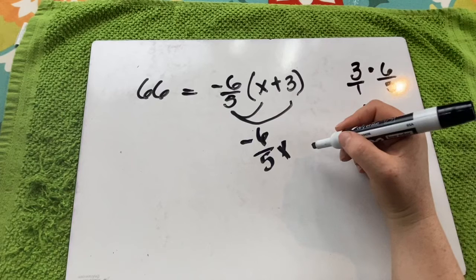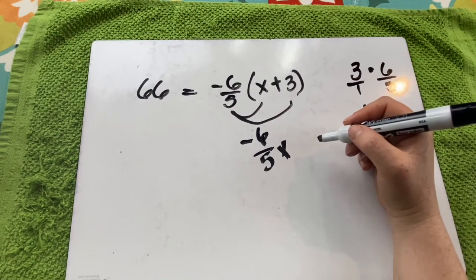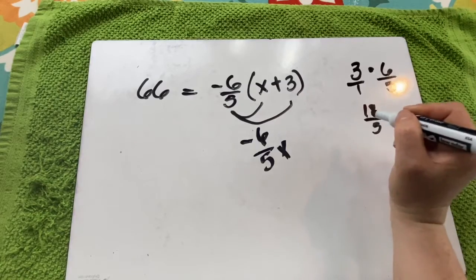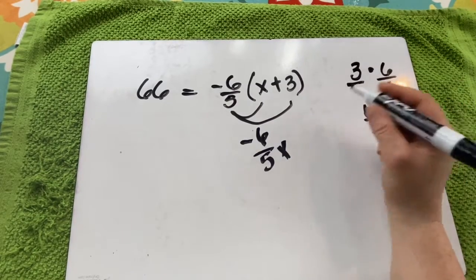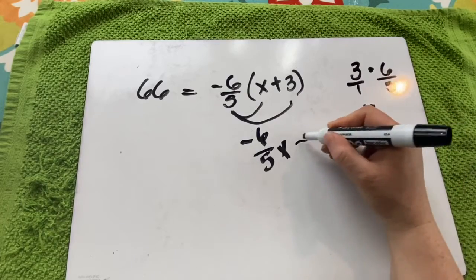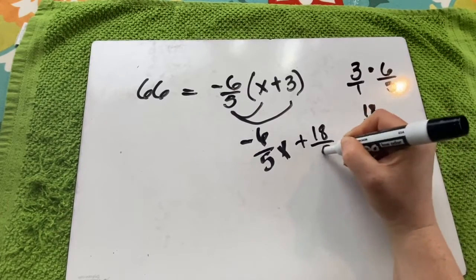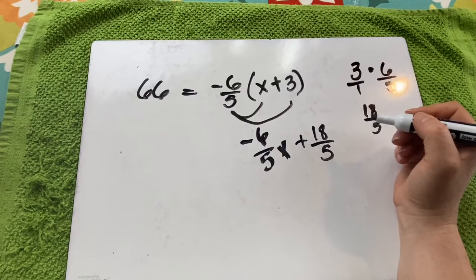Okay. Whoa, they did this weird. Okay, I'll just finish it this way. So I have plus 18 over 5. Okay.